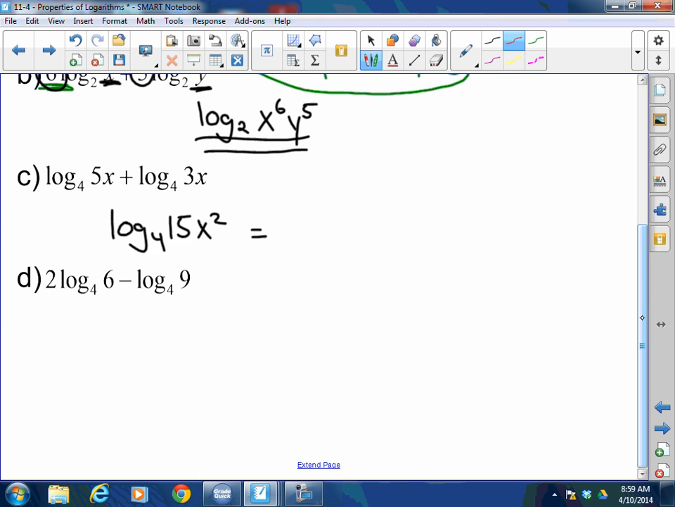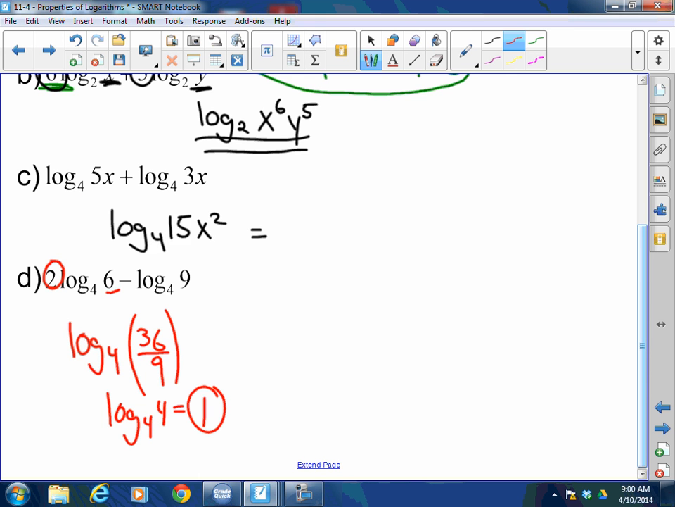Okay, next. 2 log base 4 of 6 minus log base 4 of 9. What do I got? Log base 4 of 36, because 6 squared over 9. So this is going to be log base 4 of 4. Oh, I already did this one. And that equals 1.